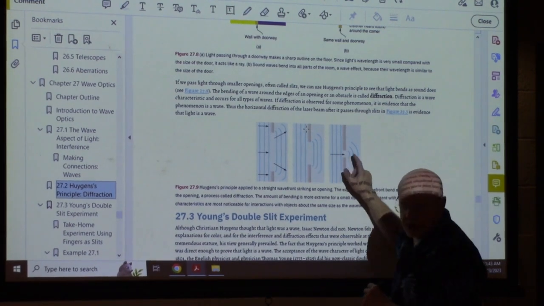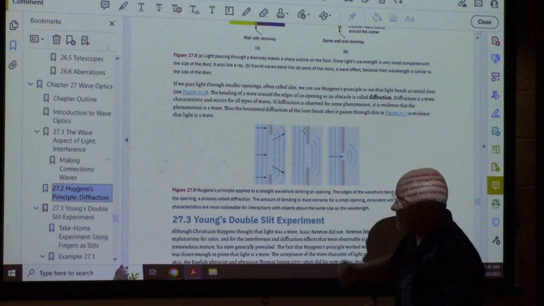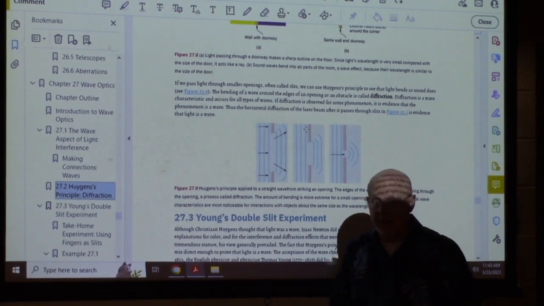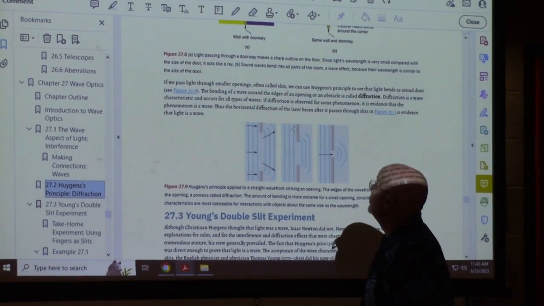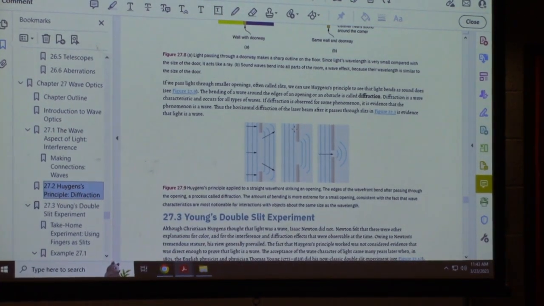And of course, this is the argument that got him started, that if you take an infinitely small one, it spreads out equally in all directions. And so this is referred to as Huygens' principle. And your author then shows you a bunch of these pictures.